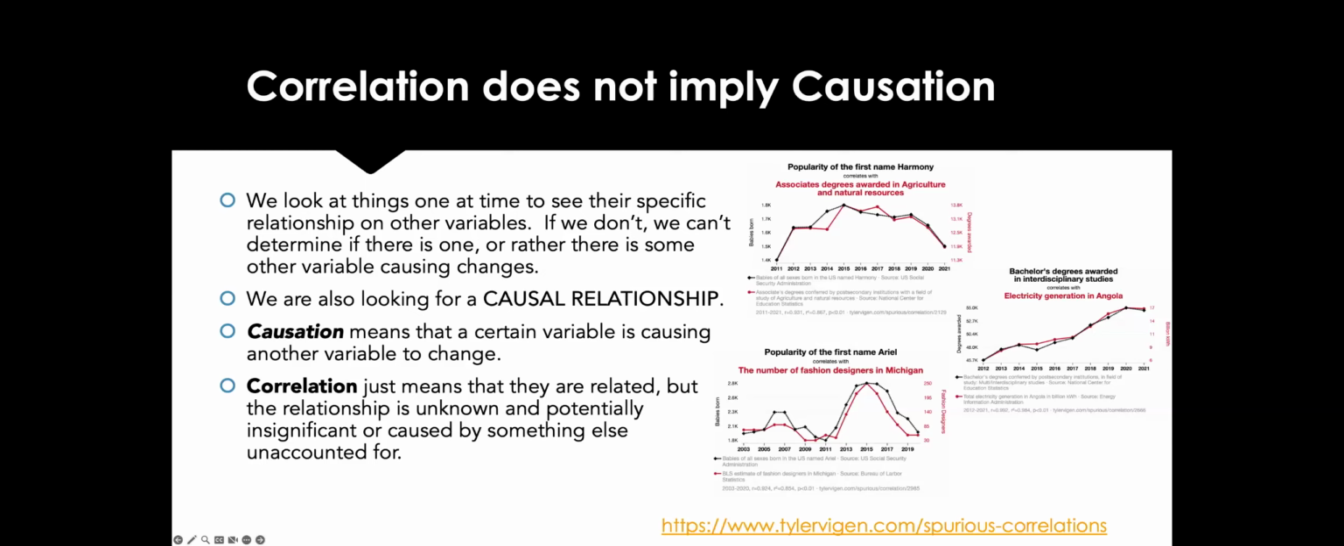Bachelor's degrees awarded in interdisciplinary studies versus electricity generation in Angola. We're not thinking that more people are getting interdisciplinary studies degrees because there's more electricity in Angola or vice versa. And we also don't follow the trends based on Ariel and fashion designers in Michigan. In fact, I'm not really seeing, if we're using Ariel as in the Disney copyrighted and trademarked Little Mermaid, I don't know if there's a connection there. I'm trying to think of one. I can't think of one. So these are considered spurious correlations where one's not causing the other, they're just trending together for some coincidental reason.